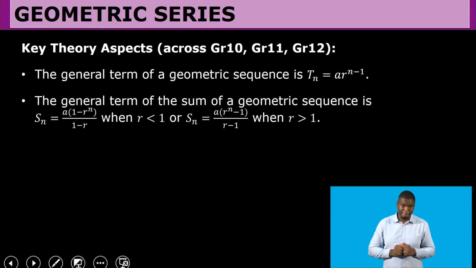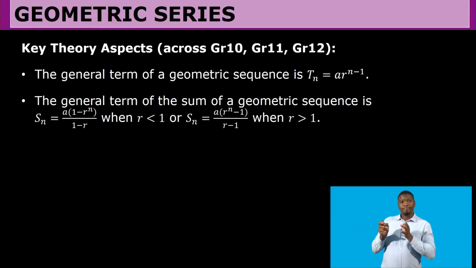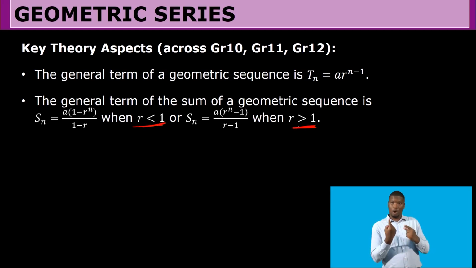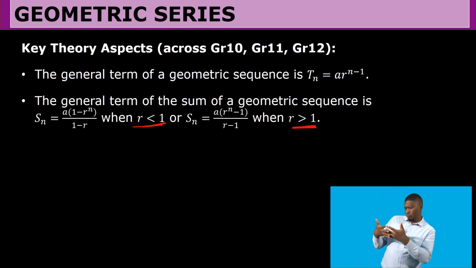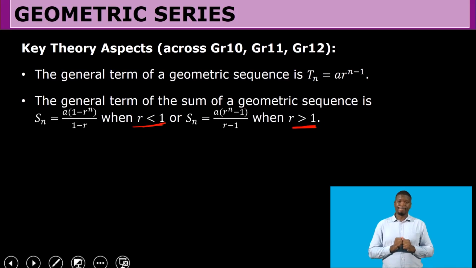Now, looking at the key theory aspects here, the general term of a geometric sequence is Tn is equal to a multiplied by r exponent n minus 1. And when it comes to the sum of this geometric sequence, we know we have two formulas: when r is smaller than 1 or when r is greater than 1. The formula sheet does provide only one of these formulas, so when it comes to the problem at hand, just use the formula that is provided on the formula sheet, regardless of what the value of r is. So there we have those general formulas.